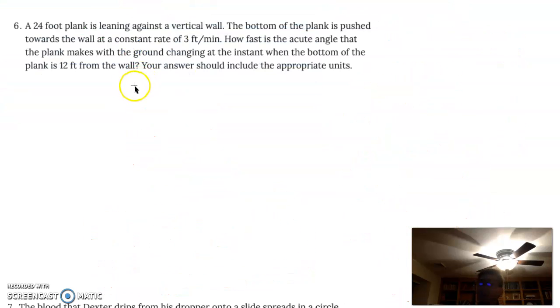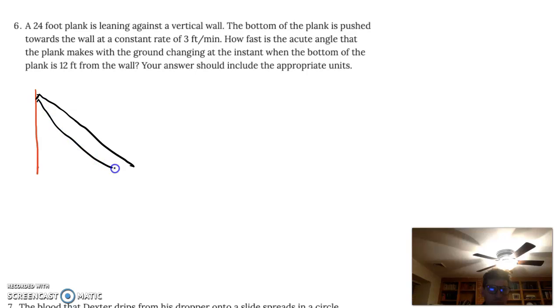Number 6 was a bit of a wild one also, so let's draw this one out. We got another one of these wall situations. So a wall, then you got a plank, funky plank there, but we'll go with it. And then I got the ground there, green. Okay, so the bottom of the plank is being pushed towards the wall, so I would call this G for ground, and we call this W for wall. And then we get the plank. They told us the plank is 24 feet, so that's not going to change.